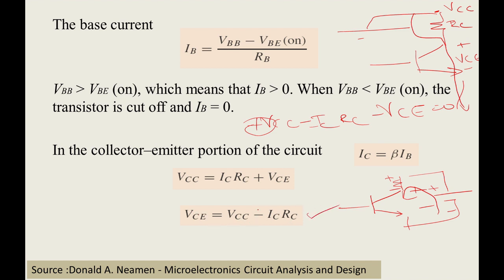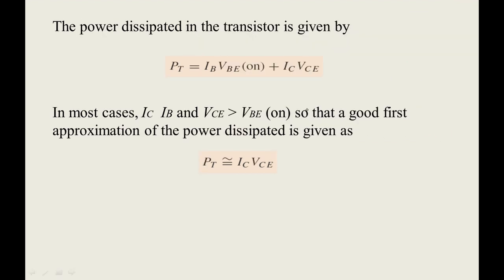So this is the equation which I obtained from the output KVL equation. So another equation IC equal to beta times IB. I hope you are clear on that. Okay, the power dissipated in the transistor, basically the power is nothing but a product of voltage and current. Here the transistor you have two products, that is IB into VB plus IC into VC. Okay, so this is the exact equation.